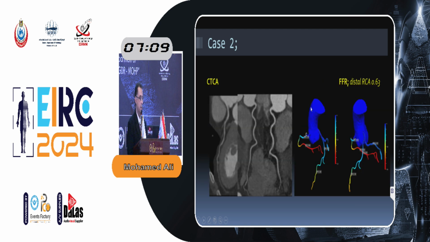And here is the CT angiography. It appears normal, but in the FFR, the distal segment of the RCA shows flow limitation.